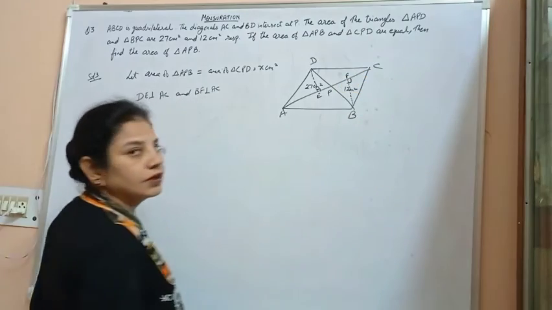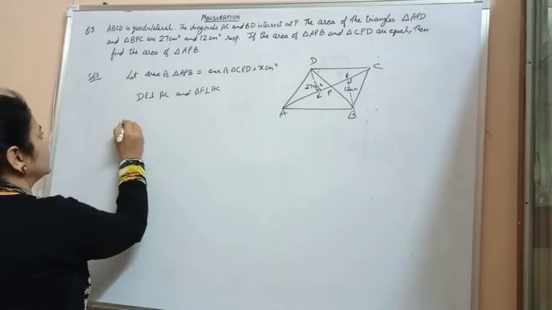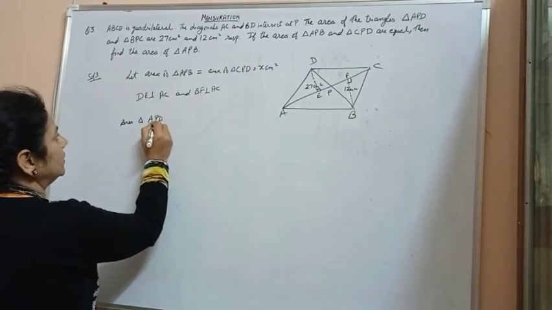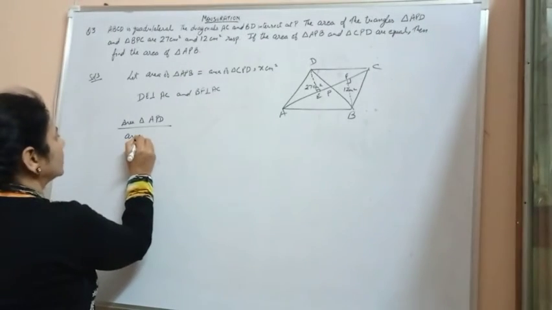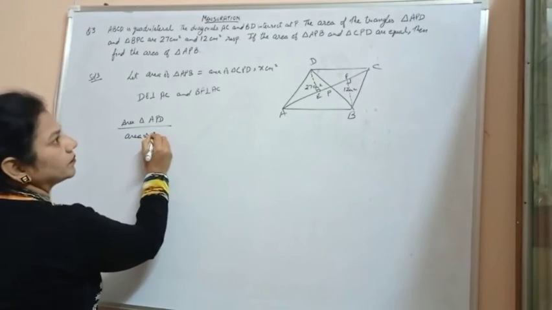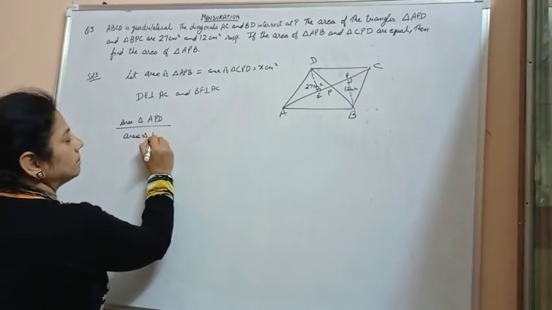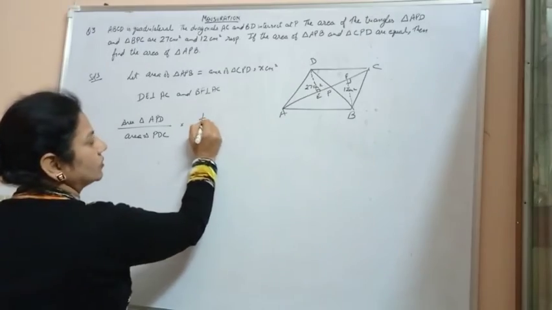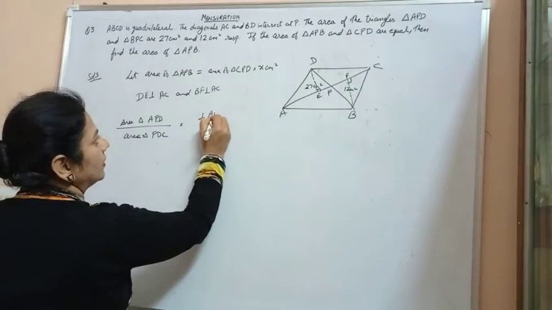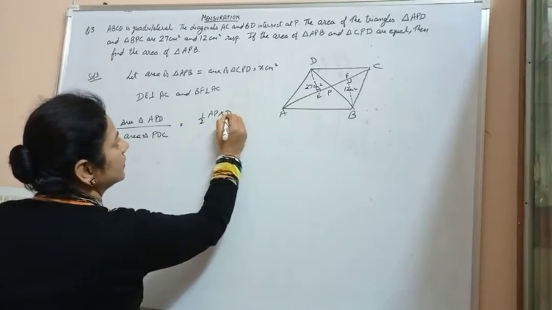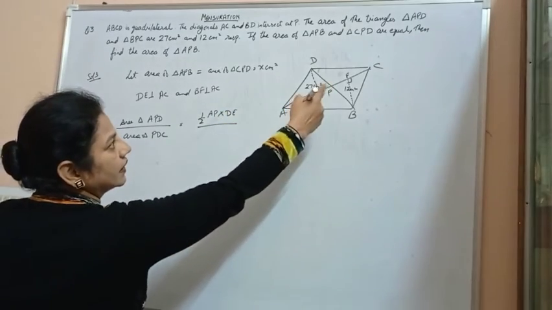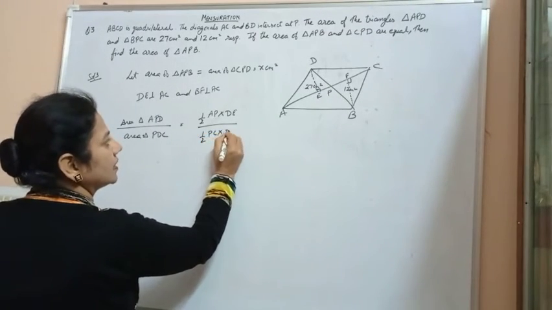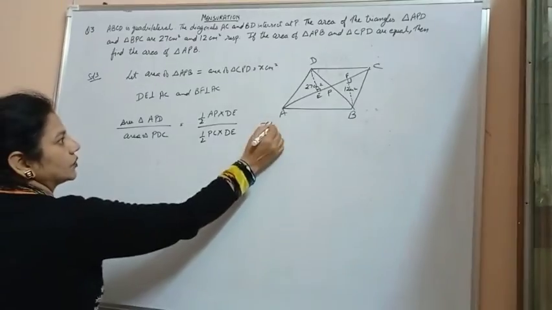BF is perpendicular to AC. Now, area of triangle APD divided by area of triangle PDC is equal to, since the area of triangle APD is half base into height, so base is AP and height is DE. Similarly, in this triangle, half base is PC and height is the same DE. This is my first equation.